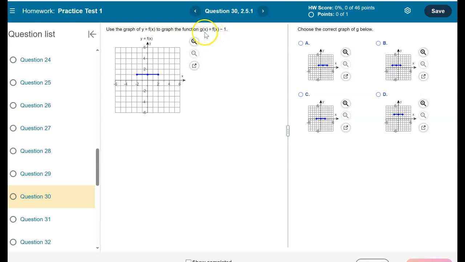To do that, since g of x is equal to f of x minus 1, that means that we are going to translate f of x along the y-axis 1 unit down, because this is negative. So that means you're going to move this line here 1 unit below. So the line will be from negative 2 to 2. So it is this line here. Letter C. Next.